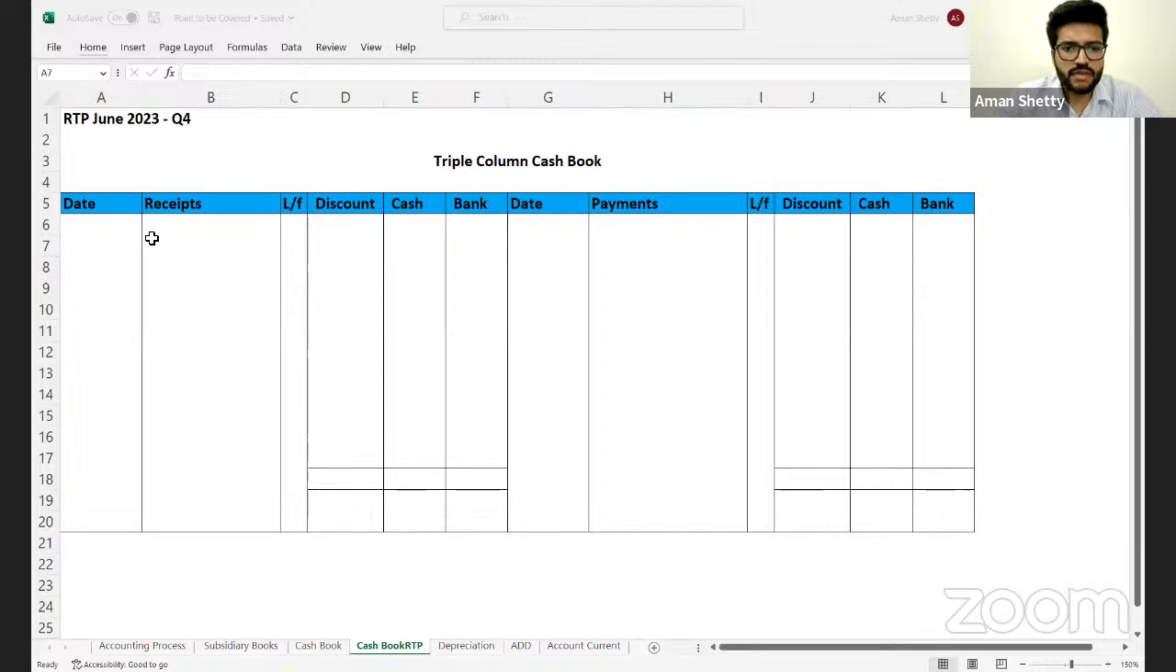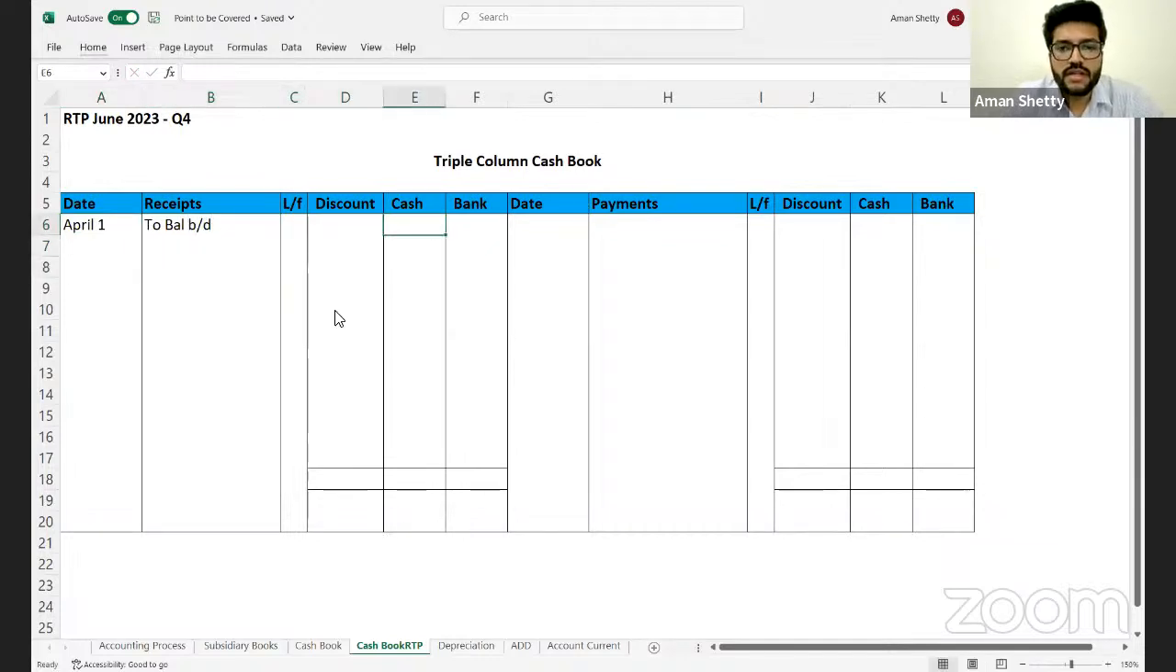First transaction now. What does it say? Cash in hand on first is rupees 9,000. Correct? So where will I write it as? Two, yes, to balance brought down. First date is April 1st. Correct? To balance brought down.